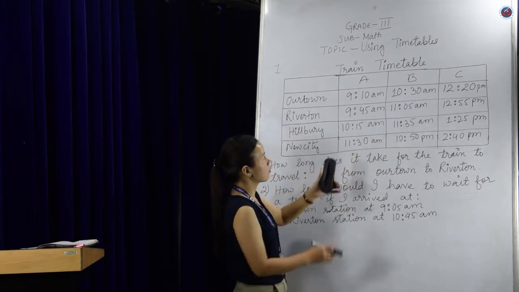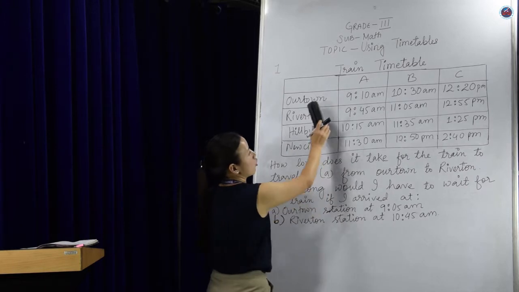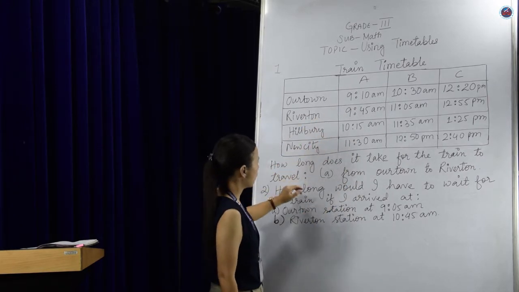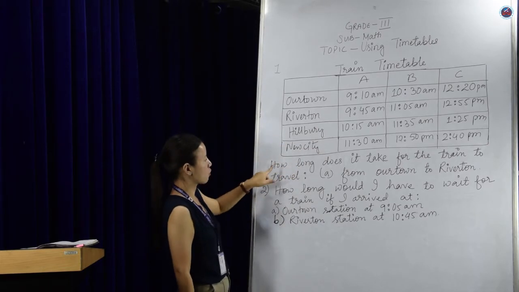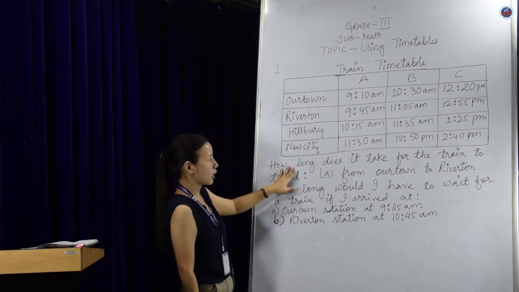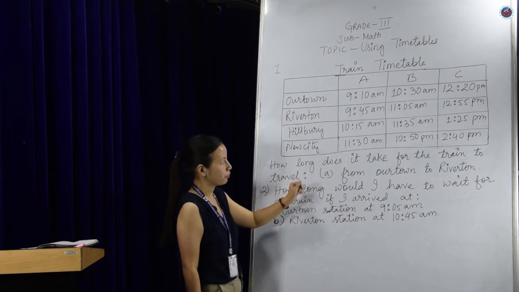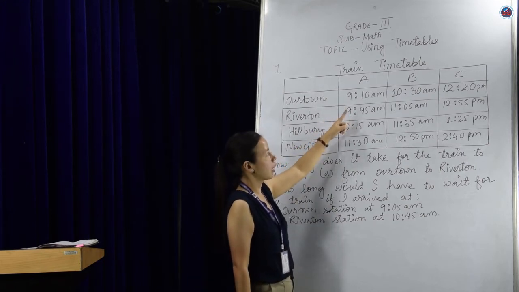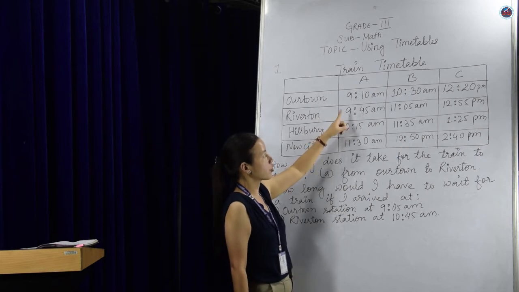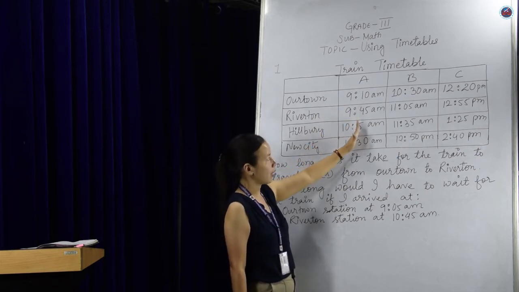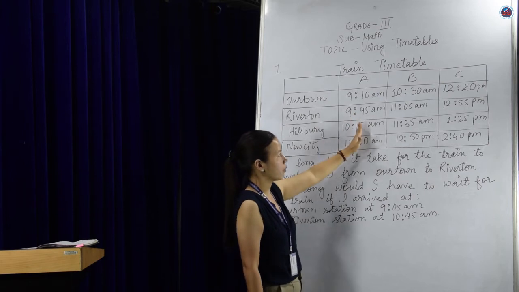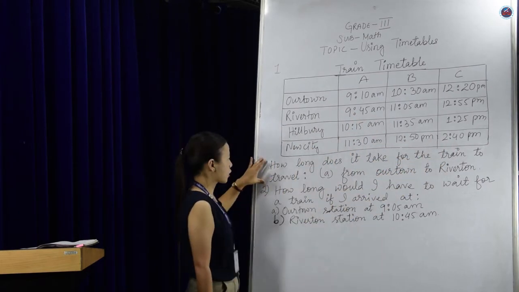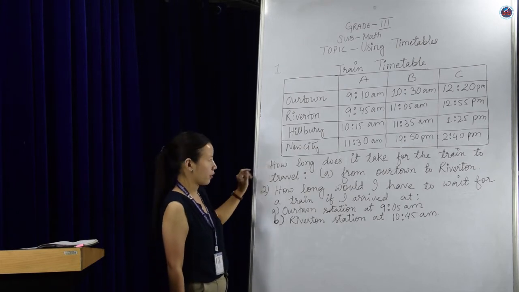So we are going to use this timetable, shown here in this chart, to answer these questions. Note that this shows the arrival and departure times for the trains. The first column is for train A, then train B, and train C. Now let's answer these questions.